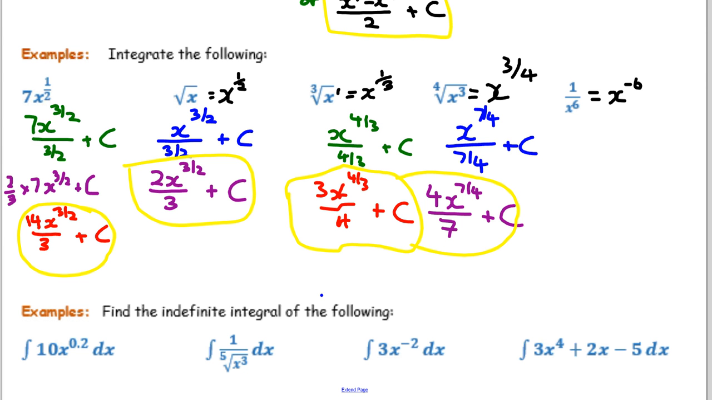x to the -6 is a bit nicer. What's -6 plus 1? x to the minus 5. Oh, I can't trick you. I was thinking you were going to say -7. I was about to write -7. x to the -5. Divide by minus 5. Plus c.